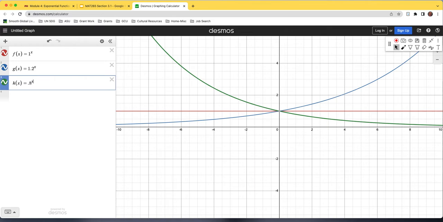Particular point? They all go through the y-axis at 1, right? So that's kind of an important thing. And what we see is that no matter what the base is, when you raise it to the 0 power, what's the answer? 1. So that's what's happening there. X is 0 at that point, and y is 1.